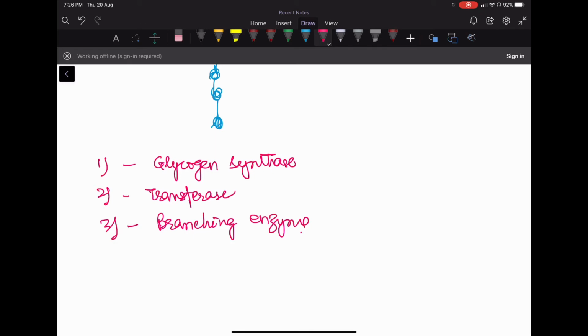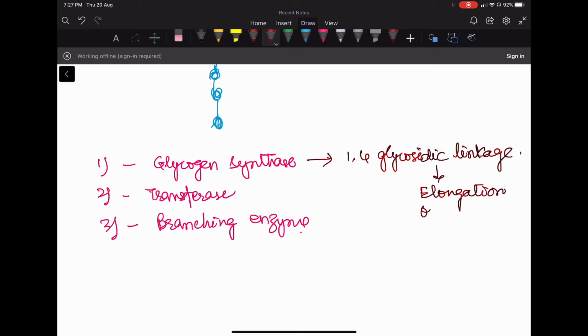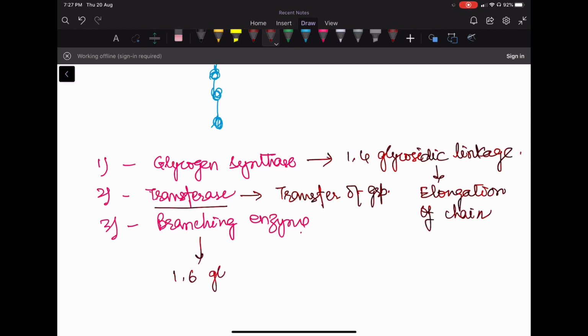Now, the first enzyme, glycogen synthase, is responsible for the 1,4 glycosidic linkage, so it is responsible for elongation of the chain. The second enzyme is transferase, which is required for transfer of a group. And the third enzyme is the branching enzyme, which is required for the 1,6 glycosidic linkage.